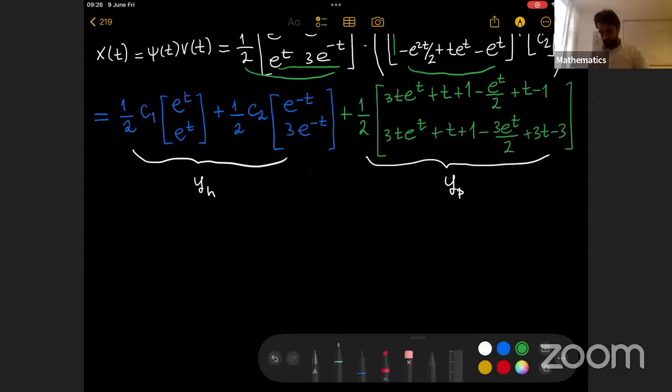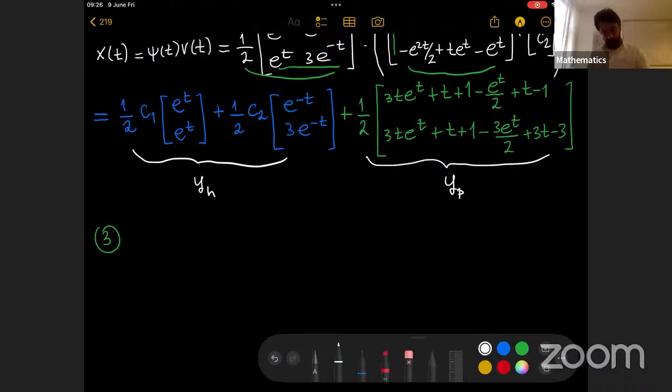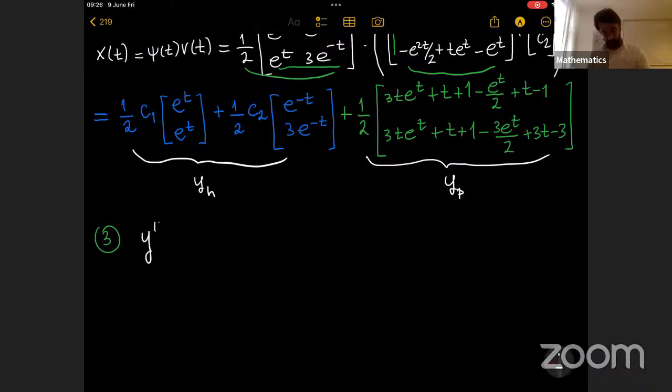Maybe let's do one more example, then we will do a break. Here, number 3. So we solve this non-homogeneous equation.